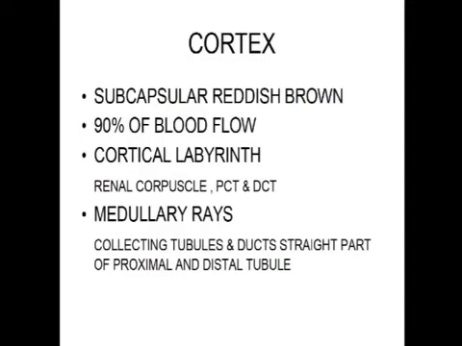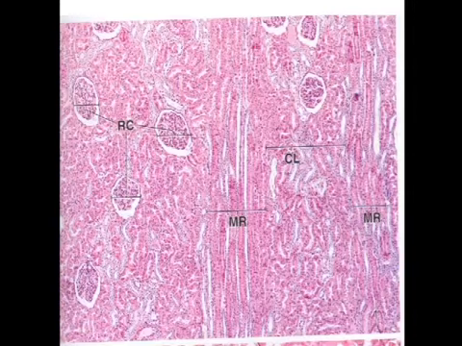So cortex is the subcapsular reddish brown area because 90% of the blood flows through the cortex, and we will see the renal corpuscles and the proximal and distal convoluted tubules present in this area, that is the cortex. And in the medulla there are rays, and the medulla is striated, having the collecting tubules and ducts and the straight part of the proximal and distal tubule. So you can see the difference between the cortex and the medulla.